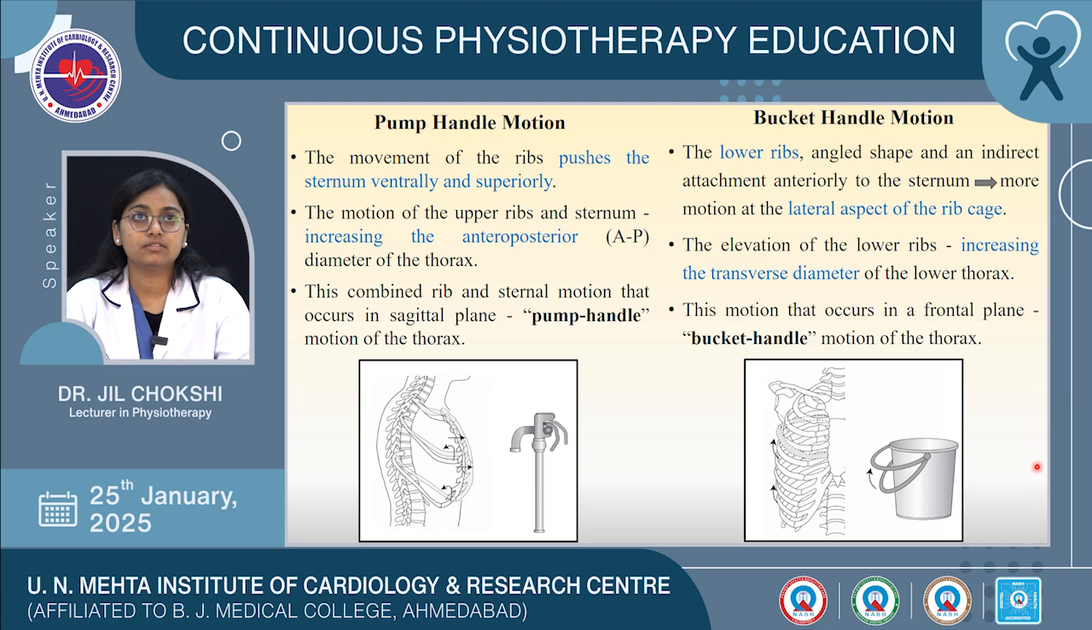Now, pump handle motion. Why is it known as the pump handle motion? Because during inspiration, most of the movement occurs at the anterior aspect of the upper ribs. These upper ribs push the sternum ventrally and superiorly, increasing the anteroposterior diameter of the thorax. As you can see in this figure, during inspiration the upper ribs push the sternum ventrally and superiorly, increasing the anteroposterior diameter of the thorax.